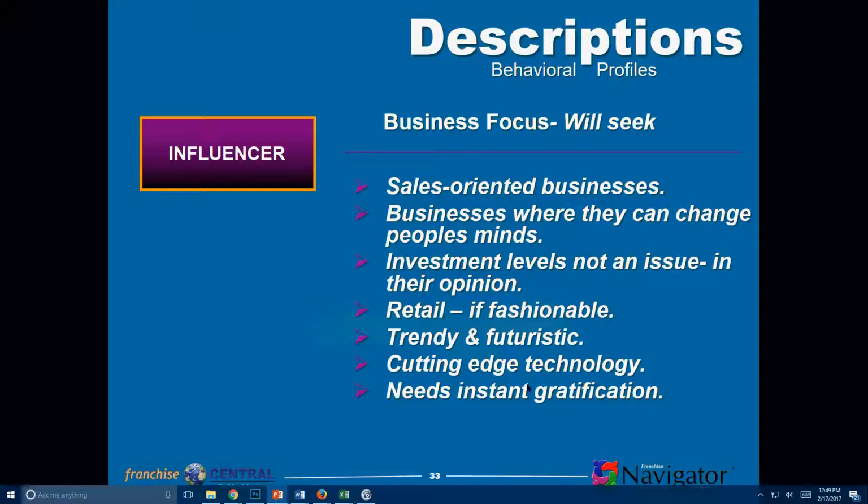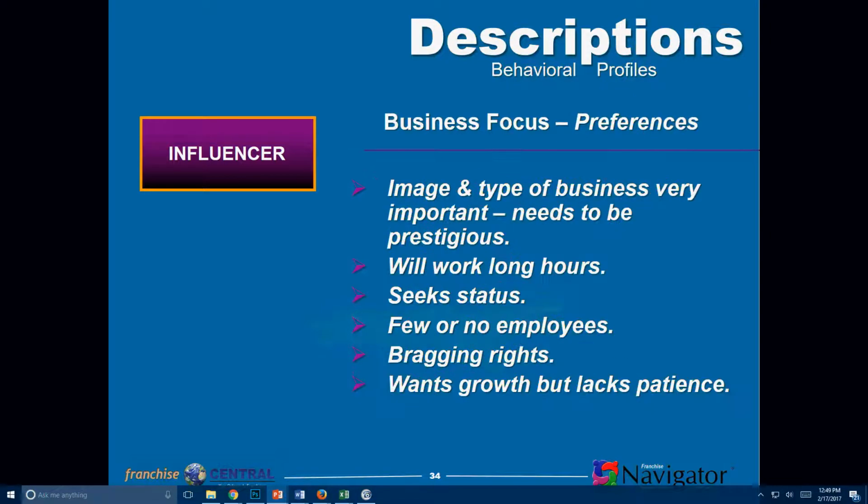They like retail if it's fashionable or anything else that's trendy and futuristic with cutting-edge technology. But remember, from an income standpoint, they're going to need instant gratification, and they always think they are better, stronger, faster, more effective than everybody else. So the image and the type of business is important. They're willing to put in the long hours if it results and gives them the status that they want. But you don't want them around employees.